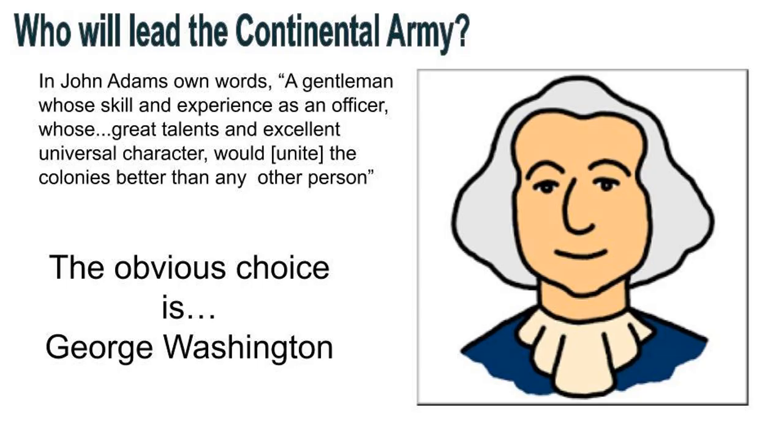Next section, George Washington and the Continental Army. John Adams of Massachusetts had another idea. He proposed that Congress create a continental army made up of troops from all of the colonies. The delegates agreed. They unanimously elected Washington to be commander-in-chief of the new Continental Army.